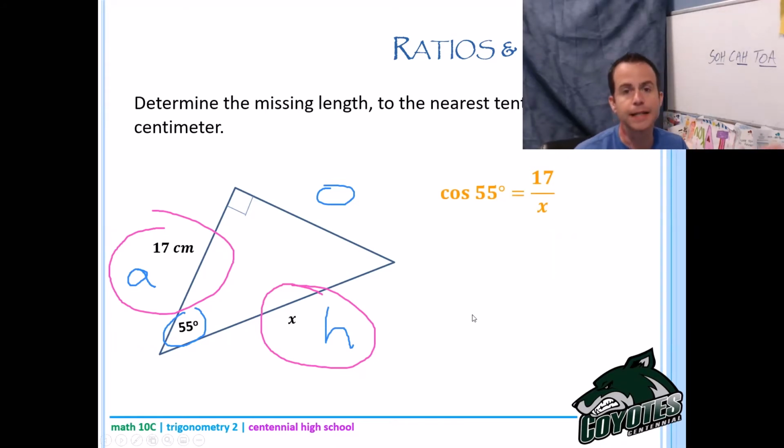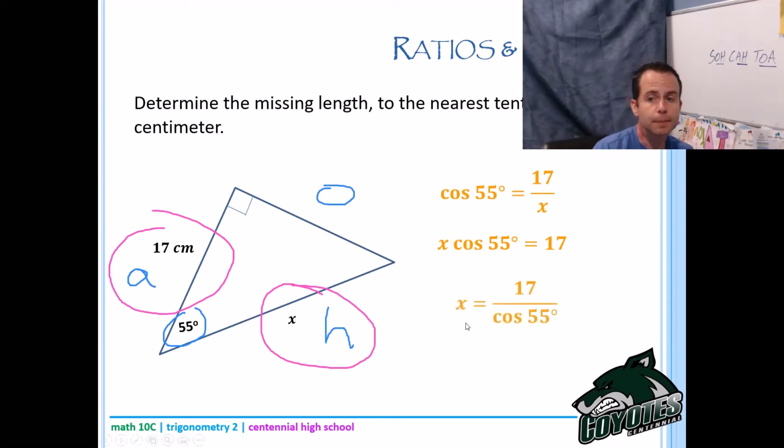Now, I need to get rid of the division of x, so I multiply both sides by x. Then I need to get rid of the multiplication of cos of 55 in order to isolate x, in order to get x all by itself. So x ends up being 17 divided by the cosine of 55 degrees. I type that in my calculator, and I get 29.6 centimeters when properly rounded.